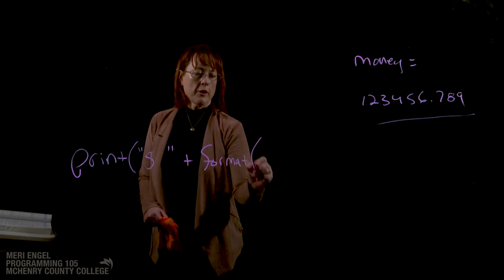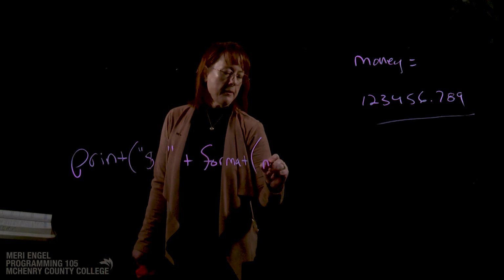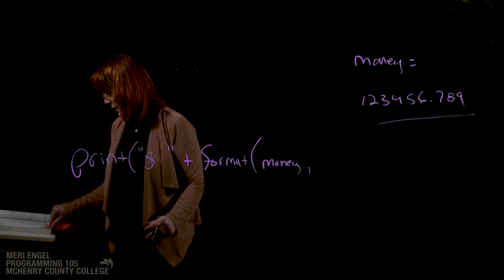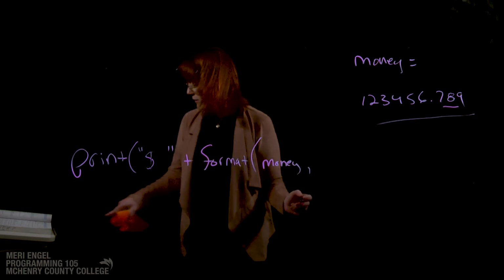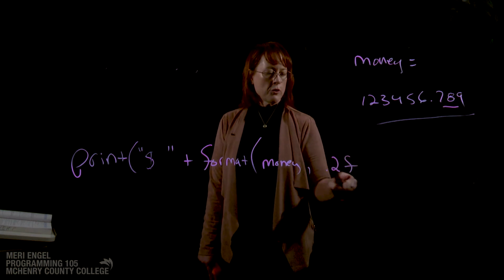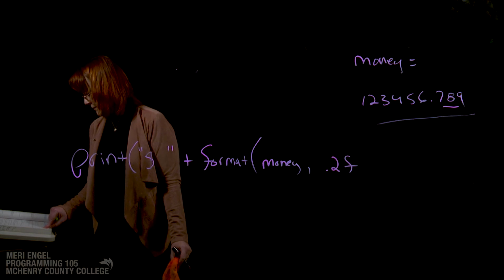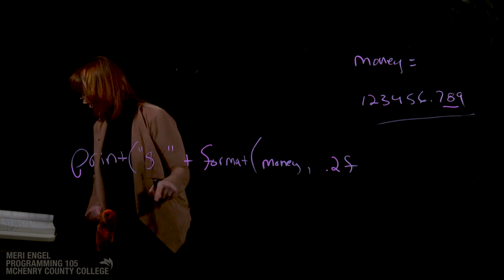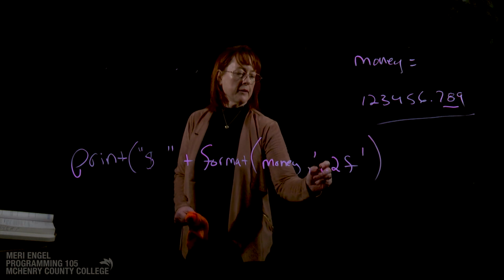Whenever we have a function, we pass variables into it. So we want to pass that money variable. We can pass more than one thing. The next thing we pass tells it how it's going to format. If we want to cut it off to only have two decimal points, we're going to do plus 0.2f: floating point, two values to the right of the decimal point. We need to do this in single quotes for that to work, and close the parenthesis.